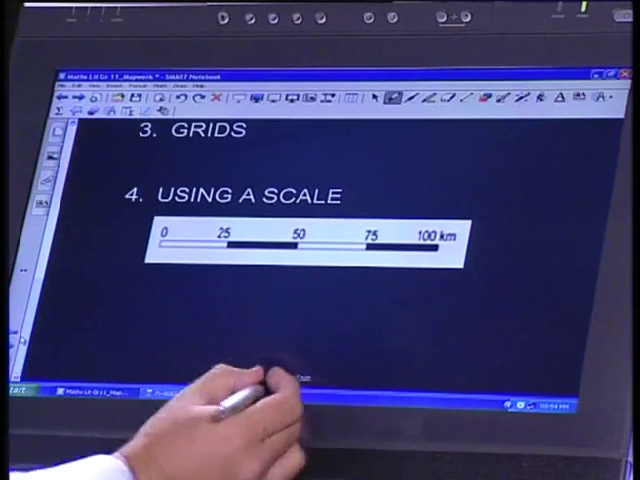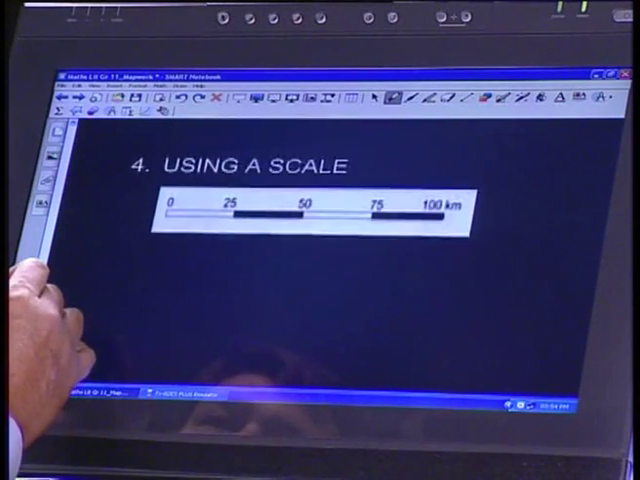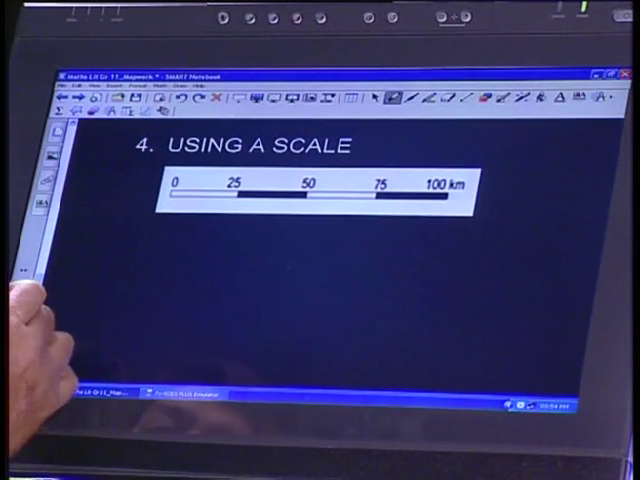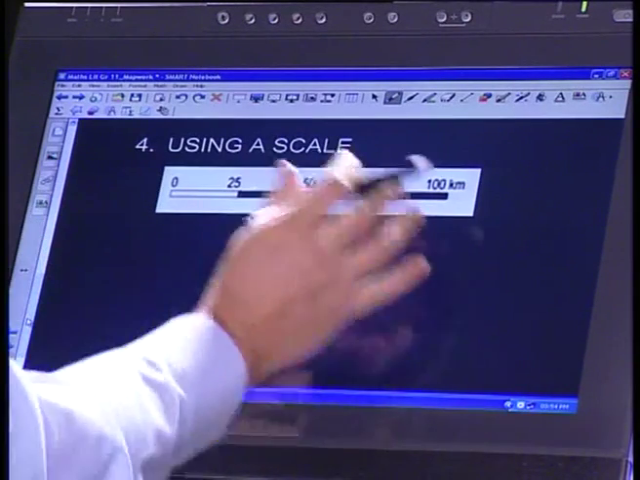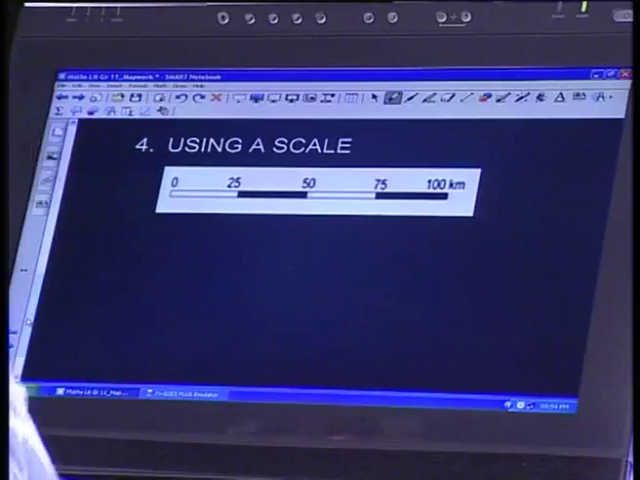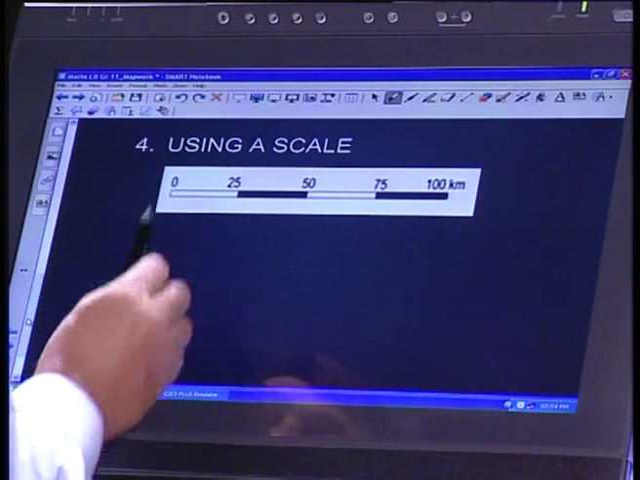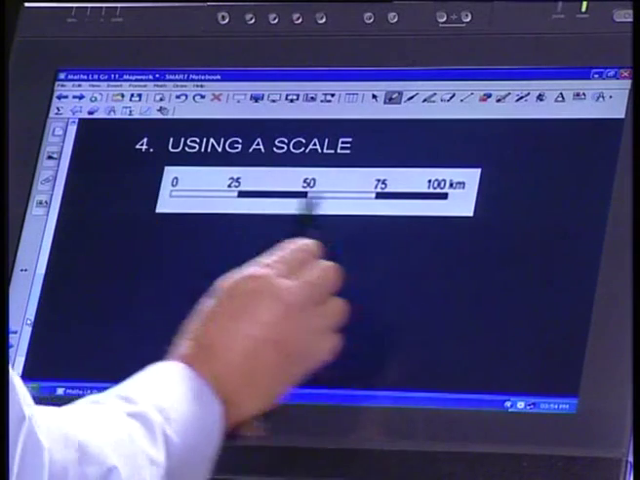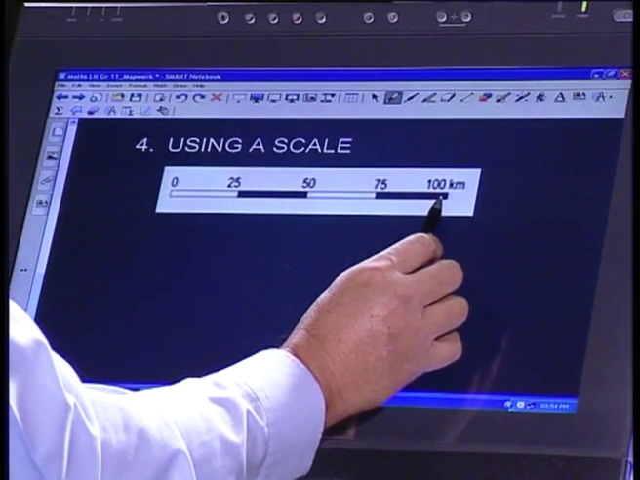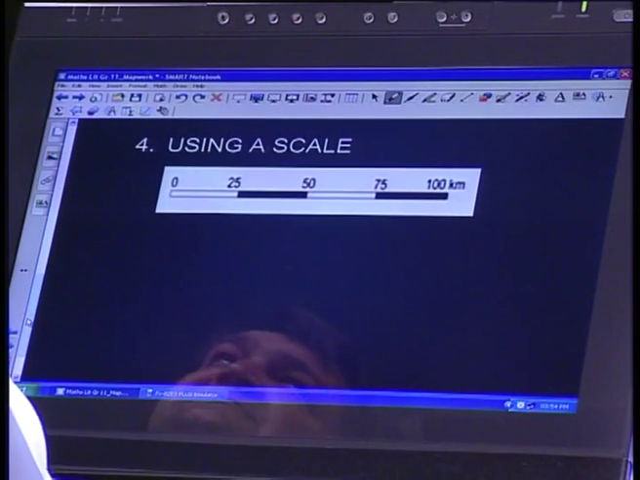So what do I mean by scale? Well, there are two types of scale we can use. The first one is something called a line or a linear scale. Now let's have a look at this. I'm going to get it out to the top of the page here for you. So here is a scale, and what this line scale is saying is the distance from this point through to that point is 100 kilometers.